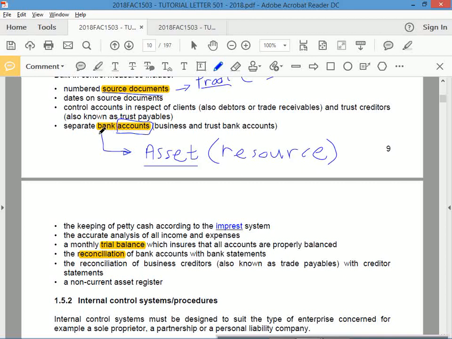So the key is picking up on keywords, because you won't know what the element is if you don't know what the keywords are. The keyword there was bank. Do you know what bank is? Yes. Bank is an asset. An asset is a resource. Then the asset will have a plus on which side? The debit side, and a minus on the credit side.